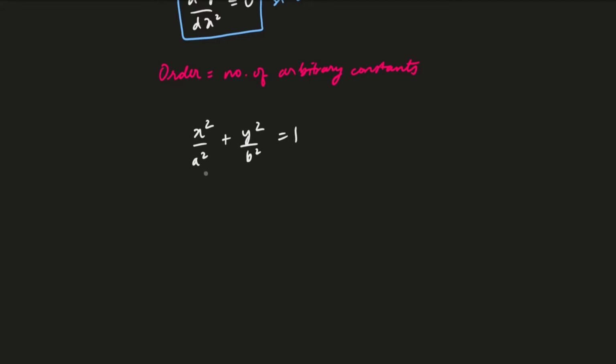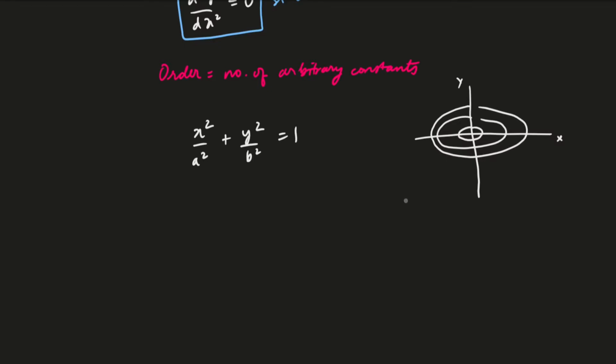This equation has two arbitrary constants, namely a and b, the semi-major and semi-minor axes of an ellipse. So this equation contains all of these ellipses. This is your y-axis, this is your x-axis. So all of these ellipses, if I can draw it properly, are the members of this family of curves, represented by this equation.